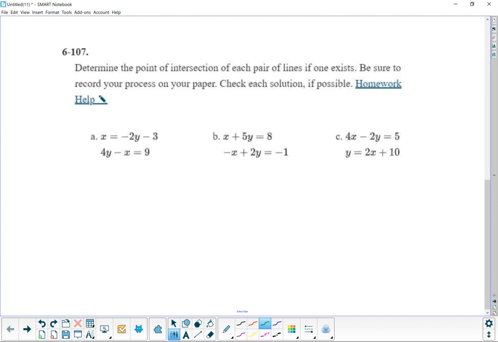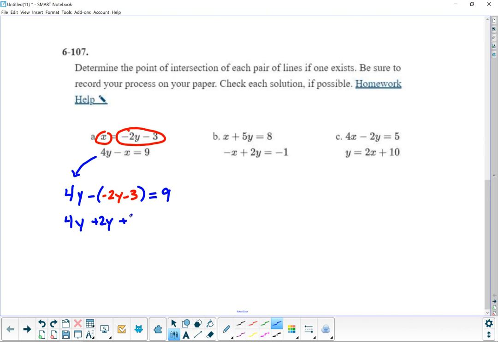All right, so letter A, I think we can do this with the substitution method. Take this and substitute it for x. So we're going to copy down our equation for y minus, and then instead of x, you're going to copy down negative 2y minus 3, and then do the rest, equals 9. Work it out. 4y minus a negative 2y is a positive 2y. Minus a negative 3 is a positive 3. Equals 9.